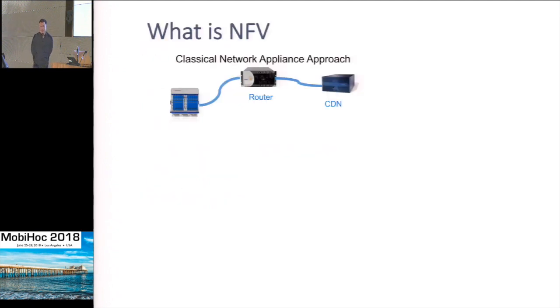So what is NFV? If you look at the classical network application, for example, in here, we have, let's say, a path that has to first go to the firewall and then some routers, and then go through some CDNs. So what happens is that we will ask the engineers to go to the data centers or the ISP data centers to install these types of hardware.